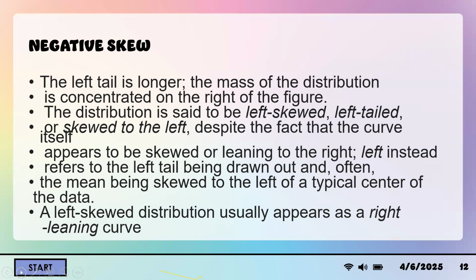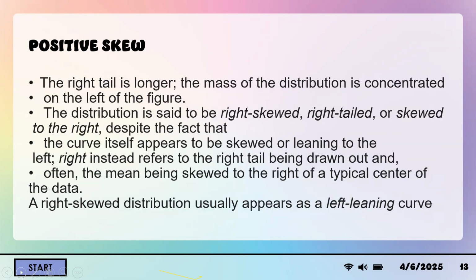That means the distribution is said to be left skewed, left tailed, or skewed to the left, despite the fact that the curve itself appears to be skewed or leaning to the right. Left instead refers to the left tail being drawn out of the mean or median, and often the mean being skewed to the left of a typical center of the data. A left skewed distribution usually appears as a right leaning curve, as we have observed in the previous slide.